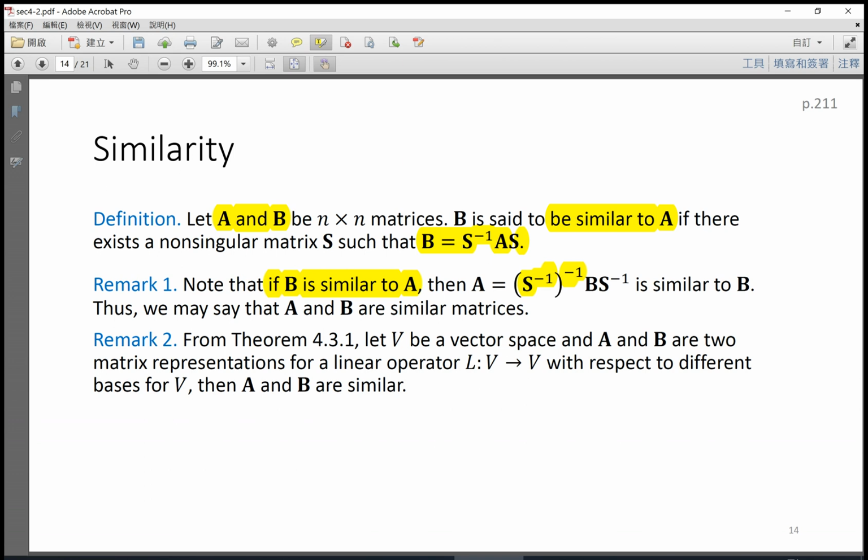Because of remark 1, it doesn't matter whether A is similar to B or B is similar to A. Thus, we may say A and B are similar matrices. From theorem 4.3.1, if A and B are two matrix representations for a linear operator L, with respect to different bases for V, then A and B are similar.